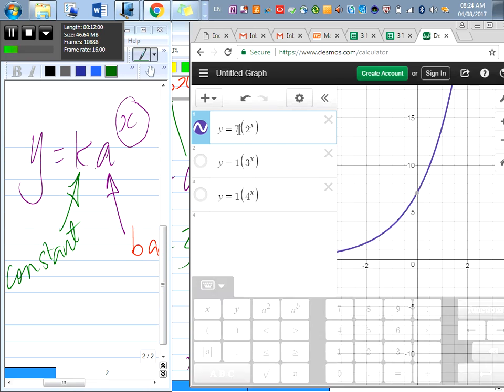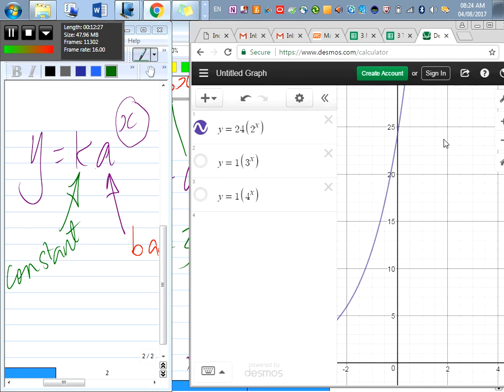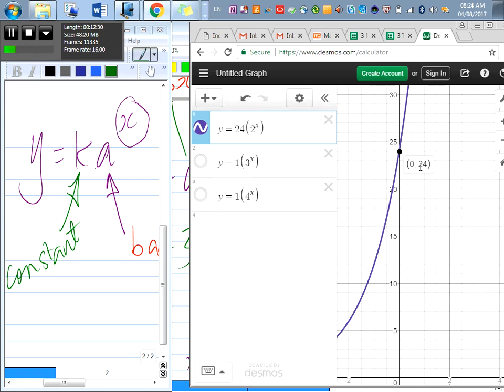Now, if I change this to 24, without looking at the y-intercept, can you tell me what is the value when x is equal to 0? How much is it when x equals 0? It is 24. Why is it 24? 2 to the power of 0 is 1. 1 times 24 is 24. Let us verify. And as expected, the y-intercept is 24. Any questions about y-intercept so far? Yes?